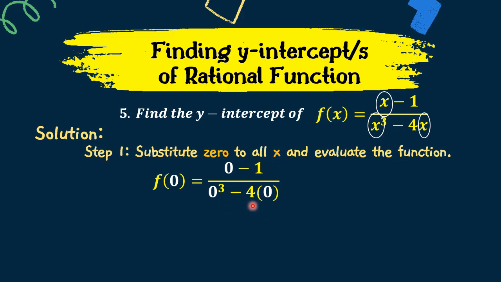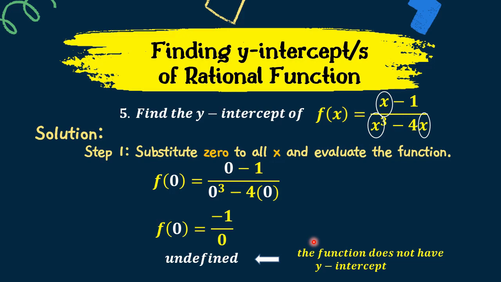So simplify, 0 minus 1 is equal to negative 1. 0 cubed is 0. 4 times 0 is 0. Therefore, 0 minus 0 is 0. Simplify again, negative 1 divided by 0. Remember that if the denominator is 0, it is automatically undefined. So if there is no solution, or if the result of the function when x is 0 is undefined, therefore the function does not have a y-intercept, because when x is equal to 0, it is undefined.